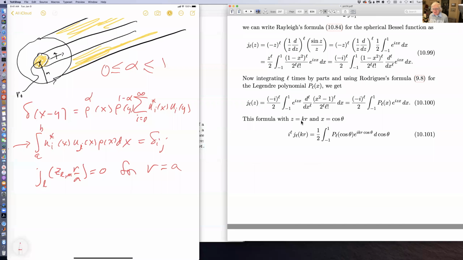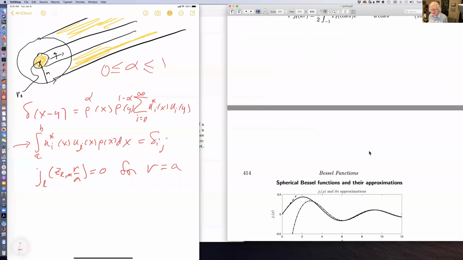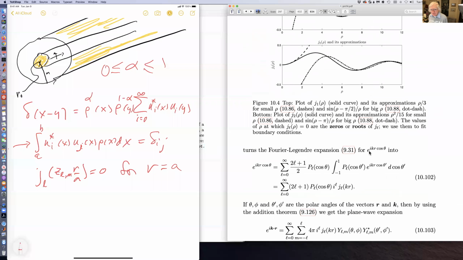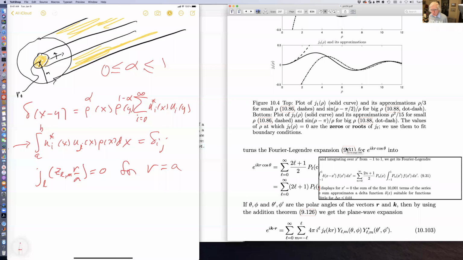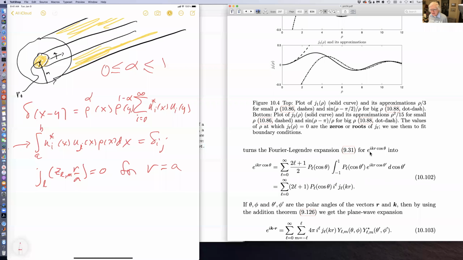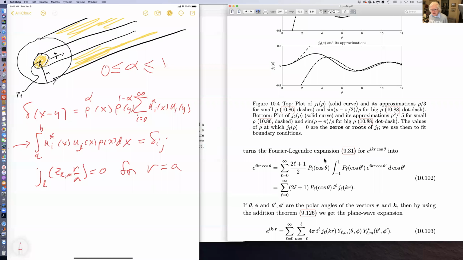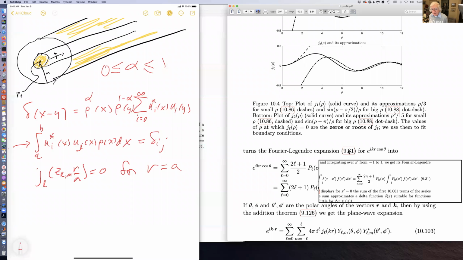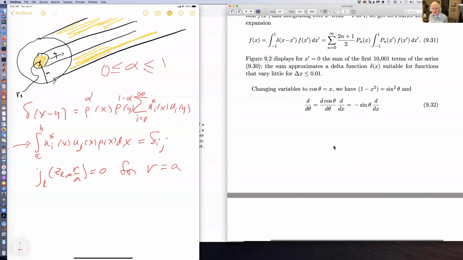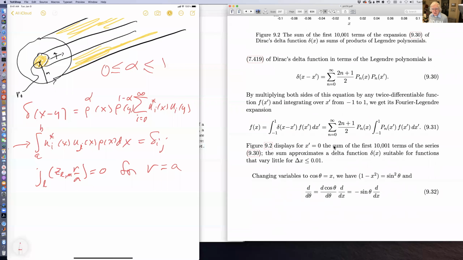Now, if you substitute z equals kr and x equals cosine theta, then i to the L JL of kr is this expression. And this is something that's used a lot in scattering theory, because previously we had an expression for e to the i kr cosine theta. Let me maybe go back to that just to remind people of it.